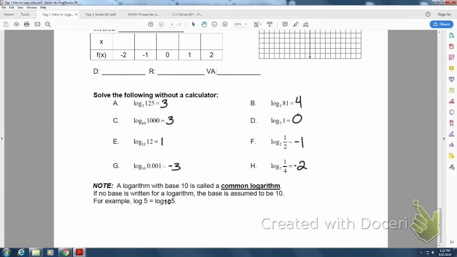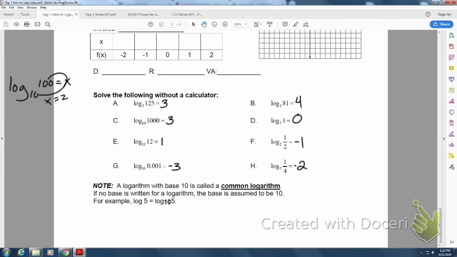So if you get this right here, 100 is not the base. If nothing is written there, it's 10. So you would have 10 to the power of what is 100? That would be 2.